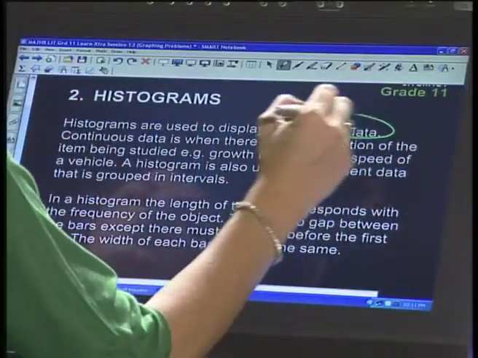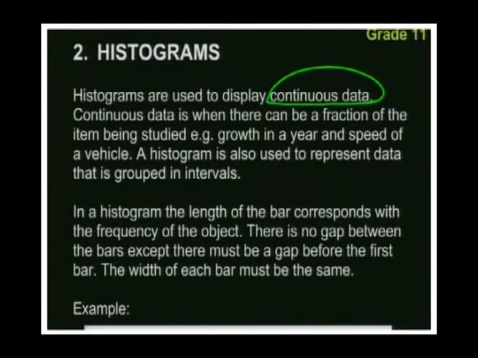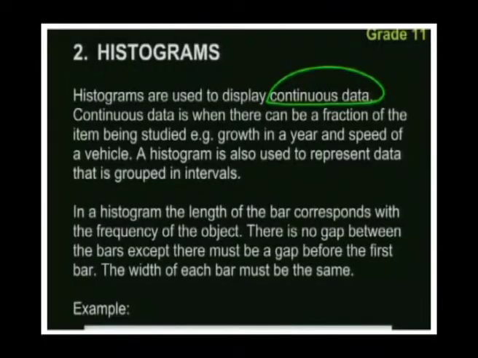Histograms are a way to display continuous data. Do you know what continuous data is? Well, over here it says continuous data is when there can be a fraction of the item being studied. For example, growth in a year, speed of a vehicle.